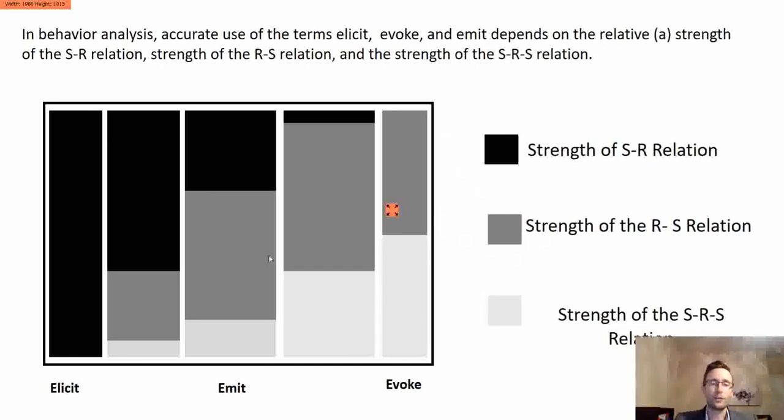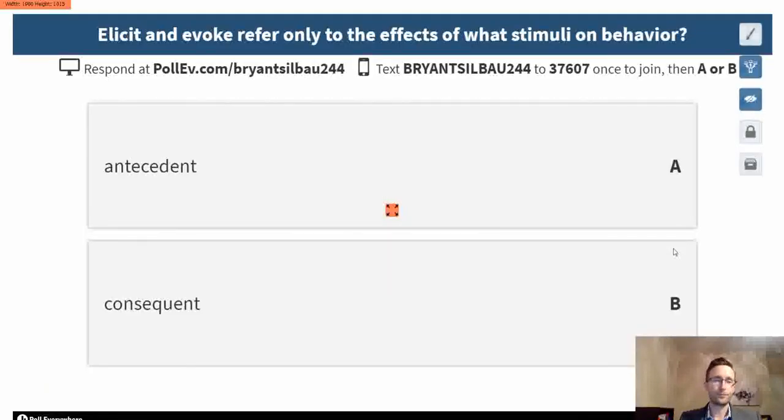All right. So to summarize, it's most appropriate to use elicit when there's a very strong SR relation. It's most appropriate to use the word emit when there's a very strong or an increasingly stronger RS relation. But when the RS relation becomes a discriminated operant and comes under antecedent stimulus control, so SRS relation, then we use the term evoke. So elicit and evoke refer only to the effects of what stimuli on behavior, antecedent or consequent.